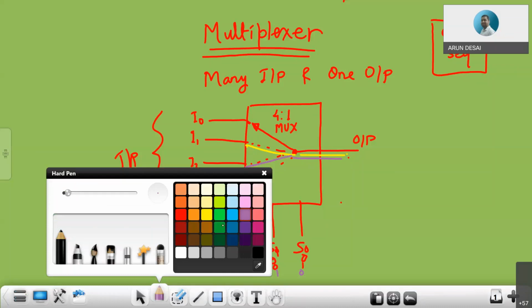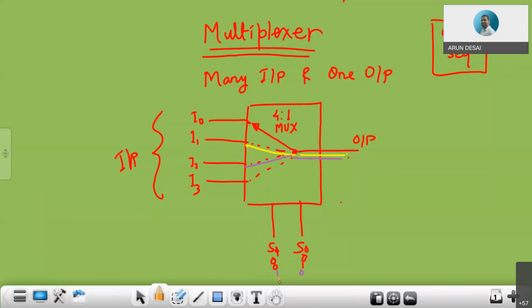If my select lines are 1, 1, then whatever is on input line I3 is passed to the output. So there are many input lines available. Based on the select lines, the multiplexer selects one of the input lines and passes whatever is on that input line to the output line. This is how this combinational circuit works.